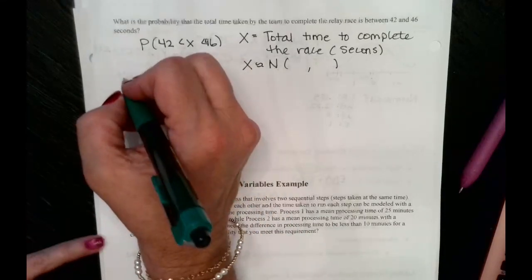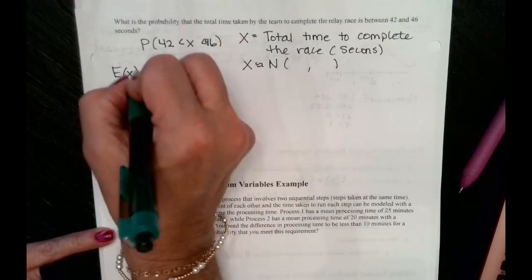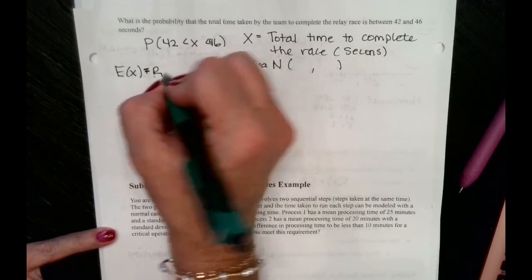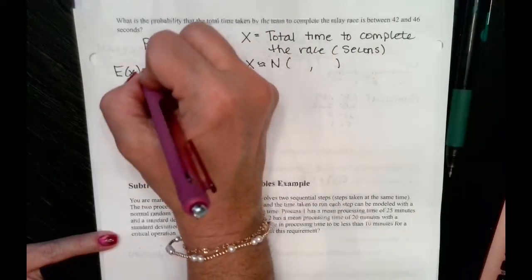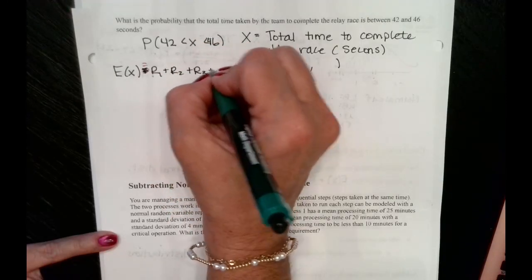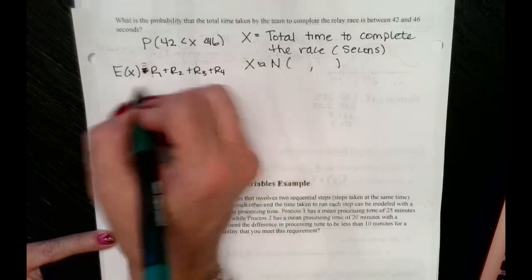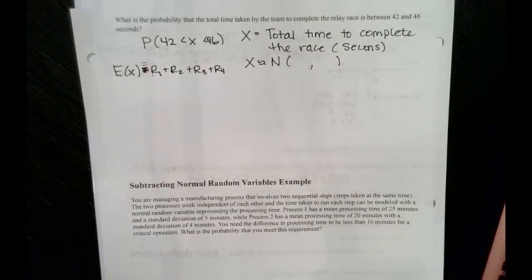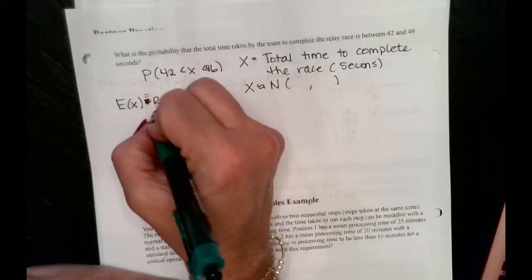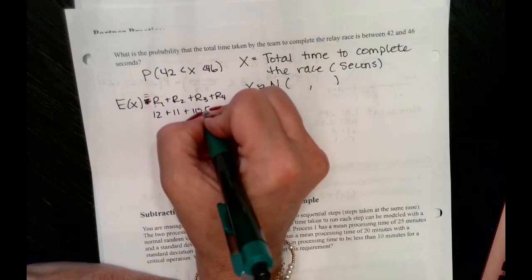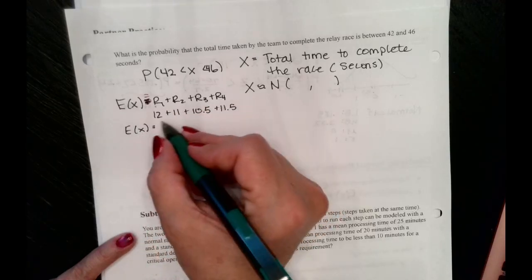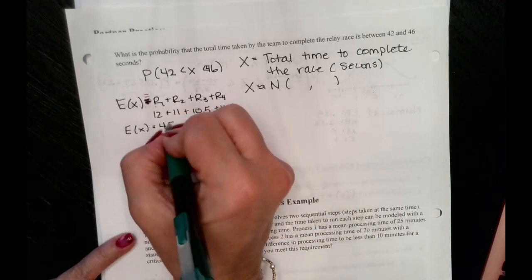Okay, so the first thing is I need to know my expected value of the mean of all of this. So this is going to be an equal sign. Runner 1, hold on, let me change that. Equals runner 1 plus runner 2 plus runner 3 plus runner 4. Okay, so this expected value is going to be these means that I have over here, and let's see what this is. 12, 11, 10.5, and 11.5. So my expected mean of this is going to be 45 seconds.